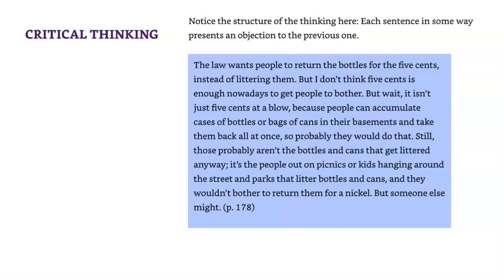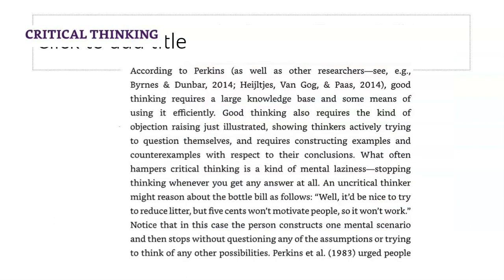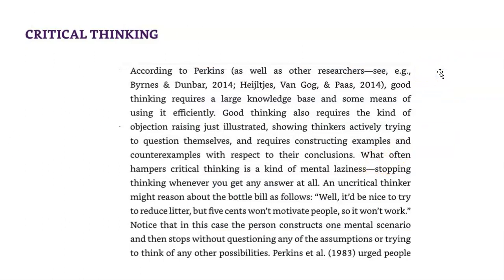It's the people out on picnic tables or kids hanging out on the street and parks that litter bottles and cans, and they wouldn't bother to return them. But somebody else might. So what is going on here is that the person is bouncing back and forth in his or her head on the merits of returning bottles and whether it's worth the 5 cents. So according to Perkins and other researchers, good thinking requires a large knowledge base and some means of using it efficiently, but it also requires the kind of objection raising just illustrated, showing thinkers actively try to question themselves and require constructing examples and counterexamples with respect to their conclusions.